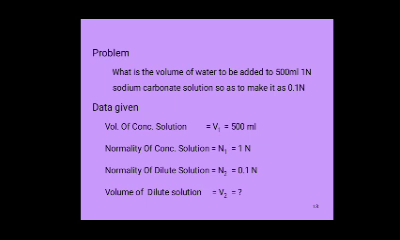What is the volume of water to be added to 500 ml 1N sodium carbonate solution so as to make it a 0.1 N solution? Concentration changes by adding water. Volume of given concentrated solution V1 is equal to 500 ml. Normality of concentrated solution is 1N. Normality of dilute solution is 0.1 N. Volume of dilute solution V2 is equal to how much?